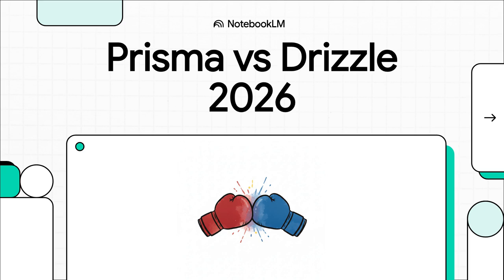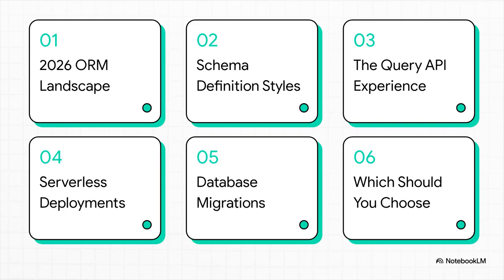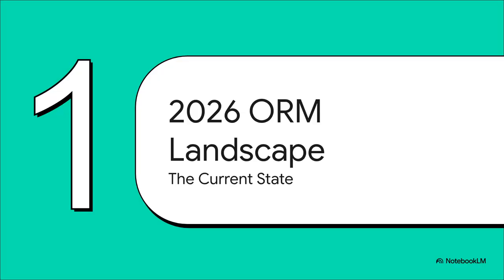In this explainer, we're going to break down exactly how they stack up across performance, schema design, and modern serverless deployments. We've structured this explainer as 6 distinct rounds. We'll hit the 2026 ORM landscape, schema definition styles, the query API experience, serverless and edge deployments, real-world database migrations, and wrap up with which should you choose. Let's go! Round 1, the 2026 ORM landscape.